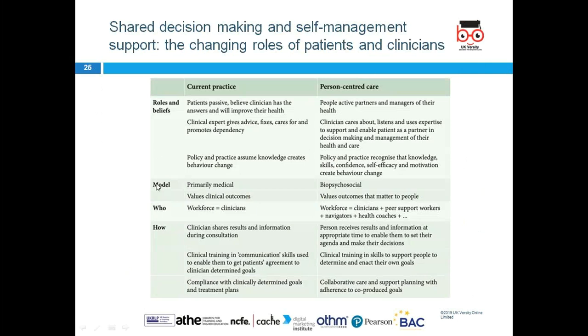So on here we've got a little bit of a table which shows shared decision making and self-management support. So you go over the roles and benefits. There's a section that says current practice and then person-centered care. Current practice is patients are passive. They believe the clinician has all the answers and it will improve their health. But in person-centered care, it shows that people are active partners and they're managers of their own health.